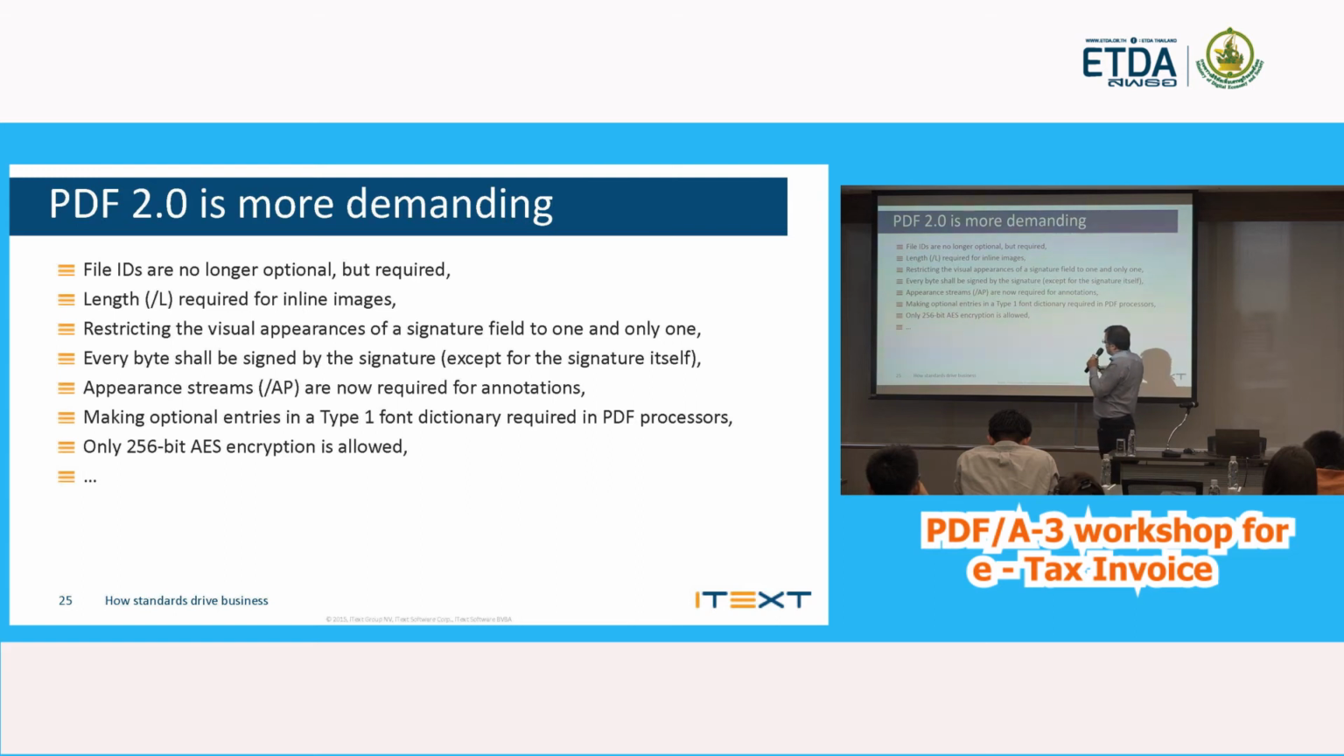Which ones are important? Well, for instance, I talked about the fact that encryption algorithms age. Encryption algorithms that were really state-of-the-art 10 years ago can now be broken. So, for instance, we now only allow 256-bit AES encryption, and no other encryption is allowed, like the old RC4 encryption, that's no longer allowed.